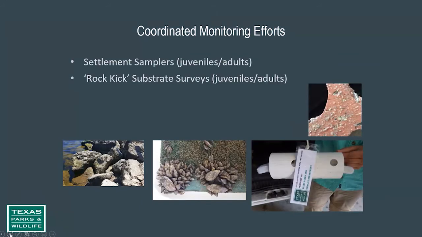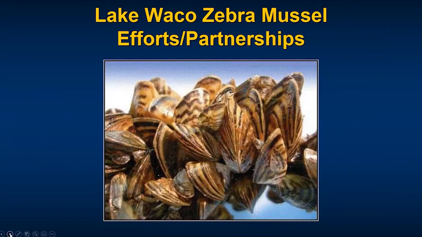The other thing that we do is we have settlement samplers out, which is basically hard structures that we can pull up out of the water and see if there's any adults or juveniles that have settled on there. And then rock kick substrate surveys. That's where people can go out around the boat ramps and so forth, turn over rocks and look for juveniles and adults attached to those rocks. And that's actually how we detected the Lake Waco infestation initially. And so with the next slide, that's what I'm going to transition into.